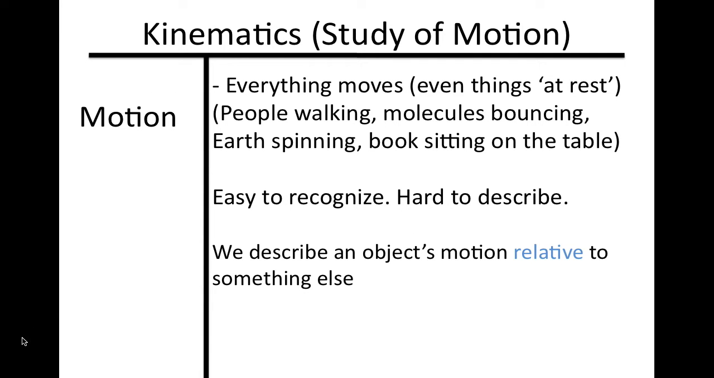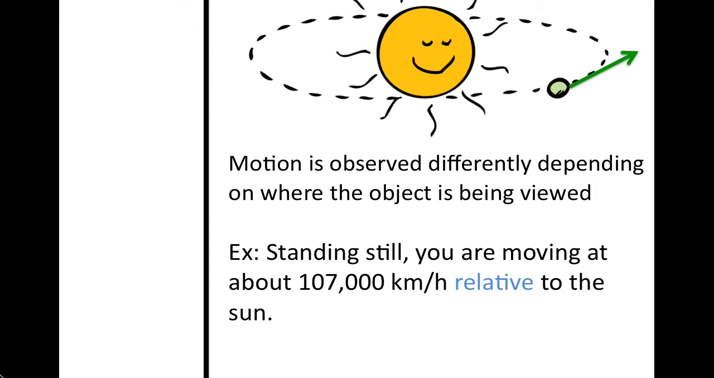So kinematics is the study of motion, and motion, everything moves, right? Everything, even those things that are at rest. So people walking, we know what that looks like. Molecules bouncing, the earth is spinning, books sitting on the table. Motion is easy to recognize. In physics, it is hard to describe as we get further along, and we describe an object's motion as being relative to something else. For example, we are this one little planet right here, and we're on a trajectory, an orbit around the sun.